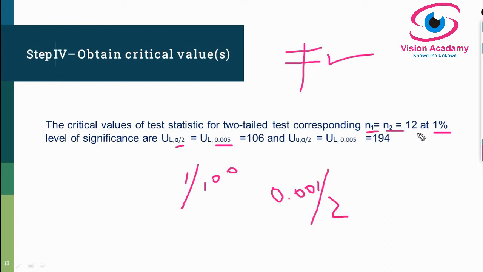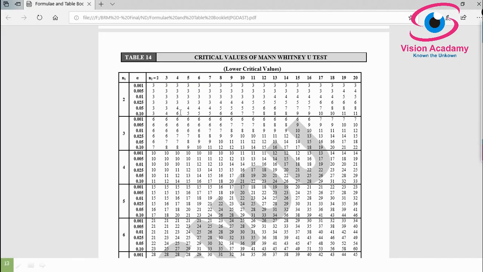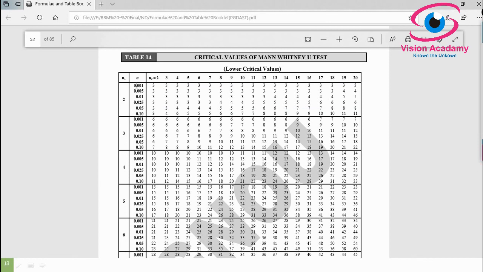For N1 and N2 of 12, and for 0.005, let us see the table value. This is the table value for the Mann Whitney U-test. Now I will tell you how to read this. The column degree of freedom is for N1, and this row is for N2. And here in the bracket we have alpha, which is the level of significance: 0.001, 0.005. Like that we have different levels of significance.